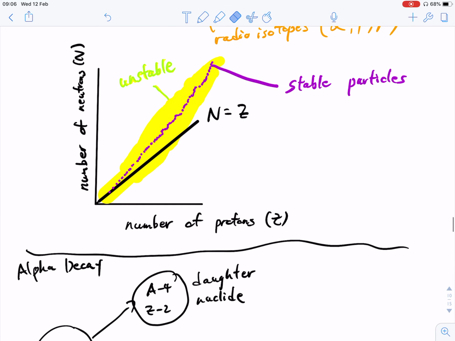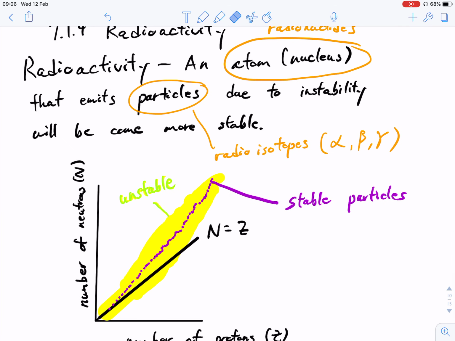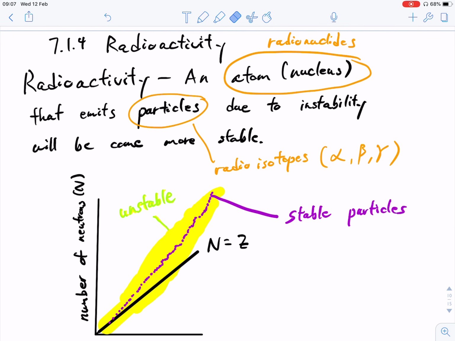And what we're actually trying to look at is that some of the atoms are actually unstable and they're trying to do something to themselves to become more stable. So radioactivity is about this process of an atom trying to make itself more stable.